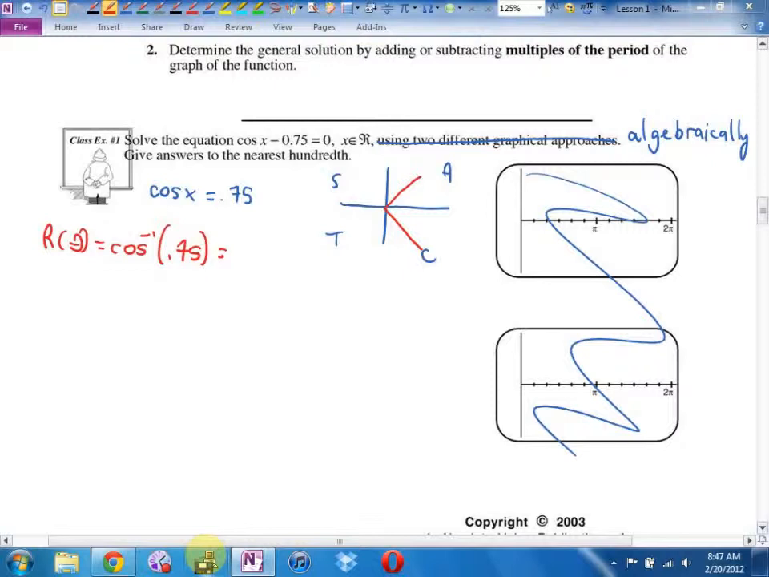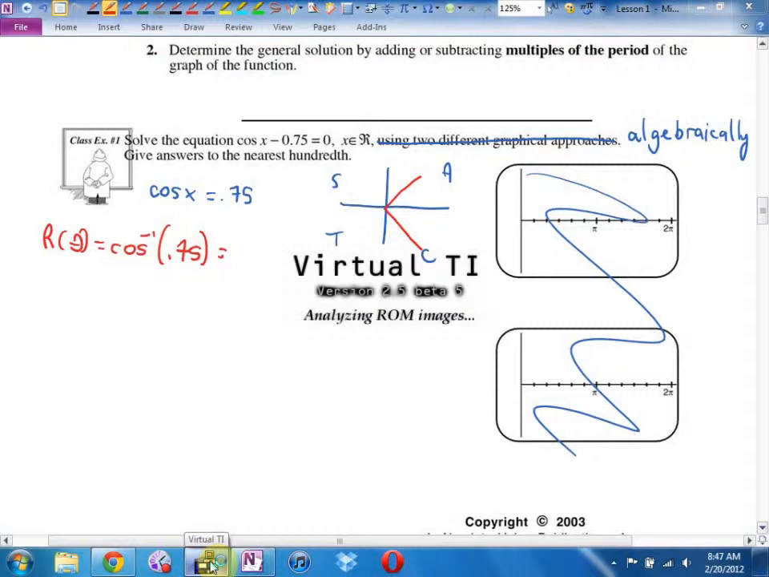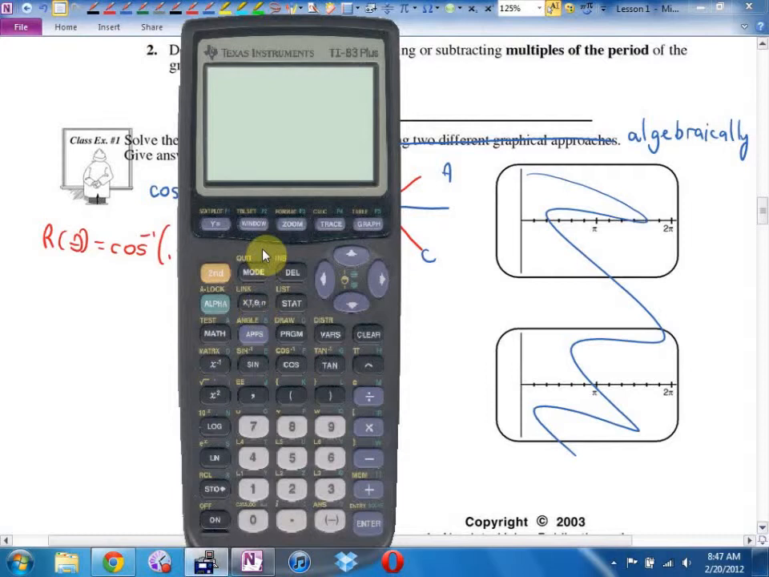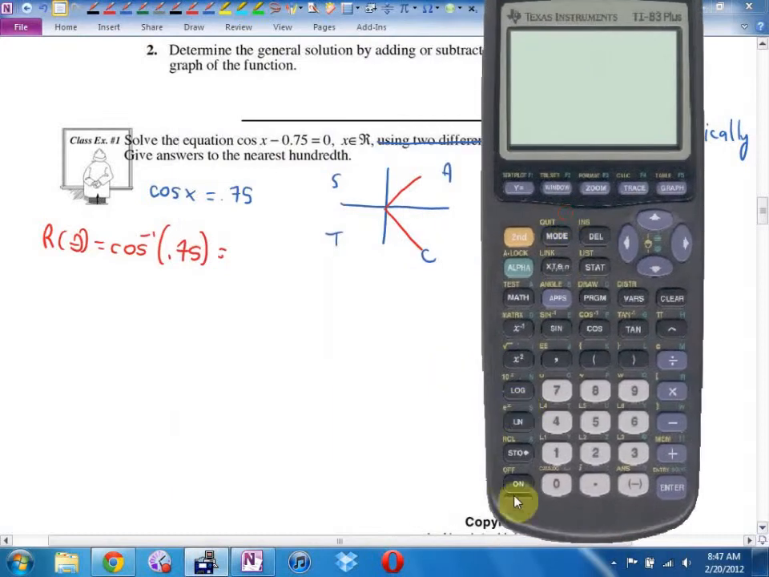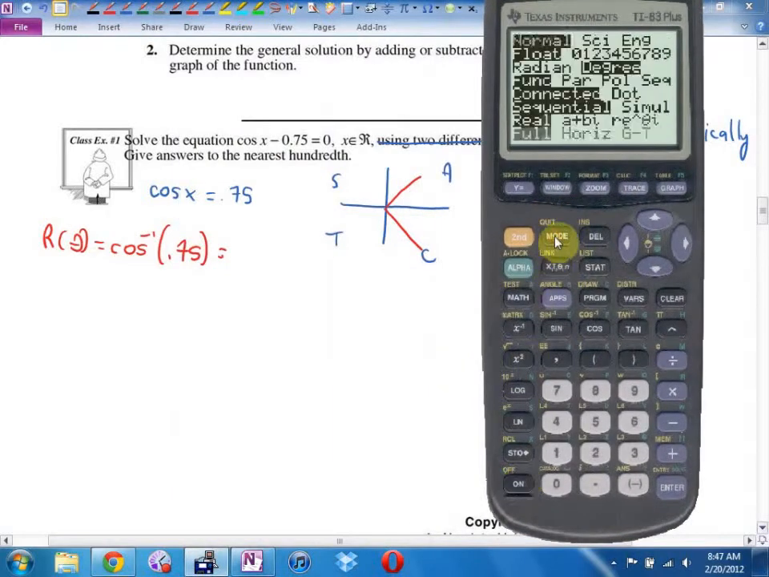And I'll just wait for my calculator to boot up, which seems to be taking astronomically long. Come on. There we go. Mode. I'm in degrees. Nice try.